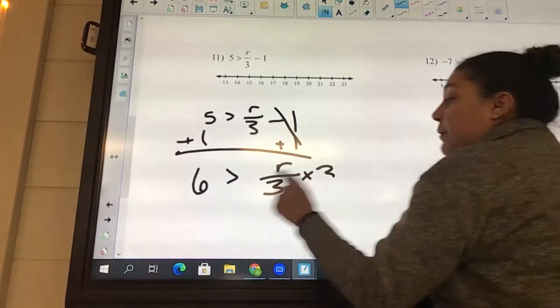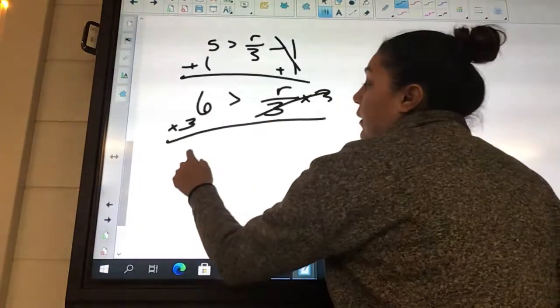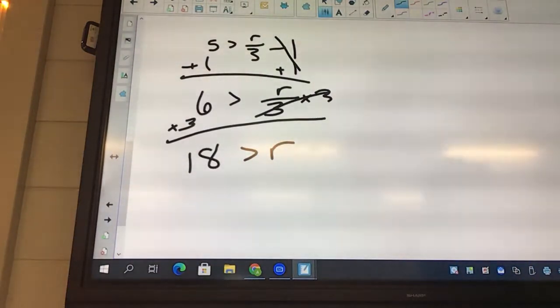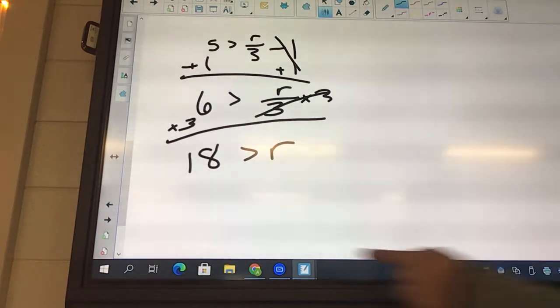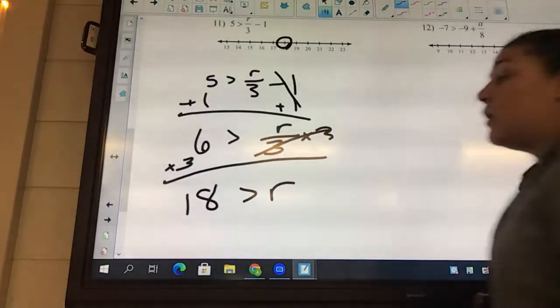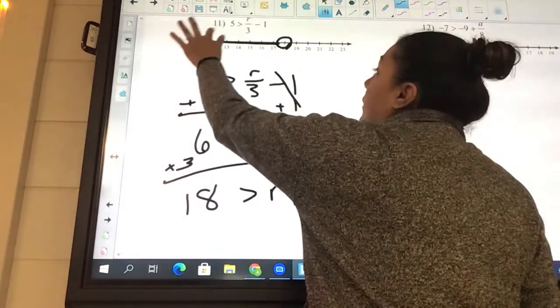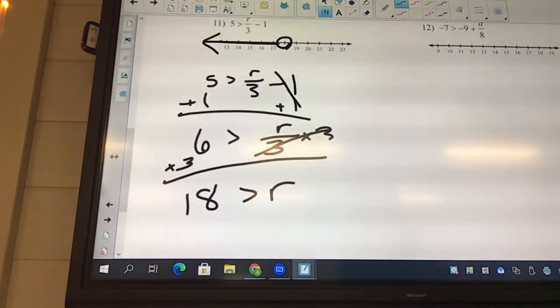Okay, and then we're gonna say times 3, times 3. Okay, the 18 should be open or closed? Open. And this says R is what? Smaller. So to the left. Left. Good job, Jared.